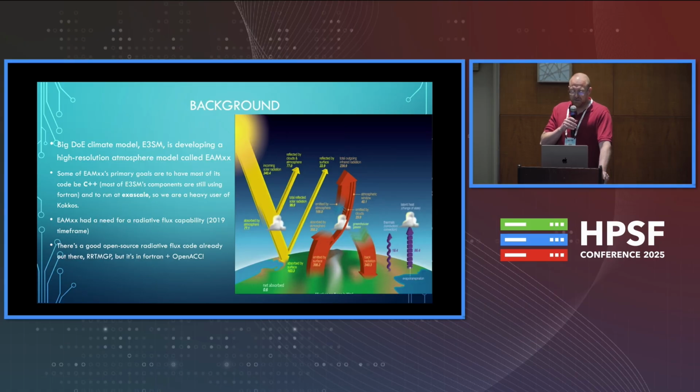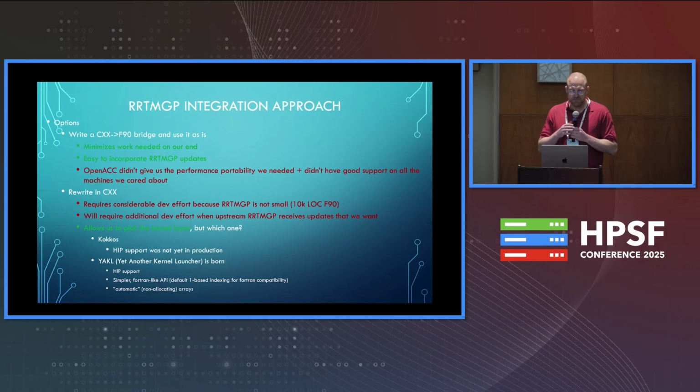Around the 2019 timeframe, we had a need for a radiative flux code. And we found this really good open source radiative flux code that was already out there called RRTMGP. But the problem is it's in Fortran and OpenACC. So what were our options?